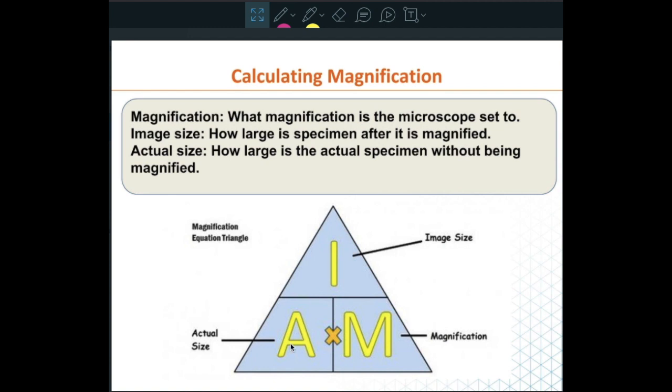If two things are on top of each other, then you divide them. If you're trying to find A and these two are on top of each other, you divide this by this, I divided by M. And if you're trying to find I, you just multiply them.